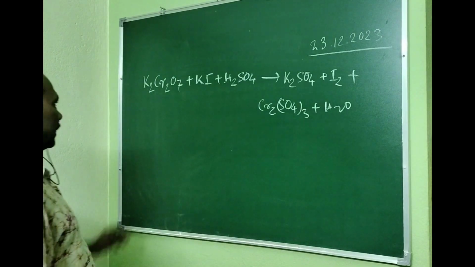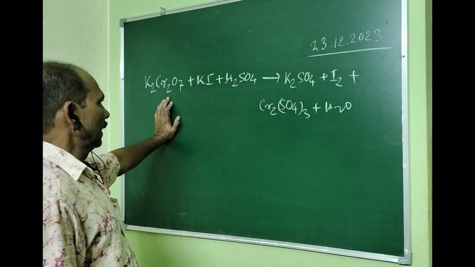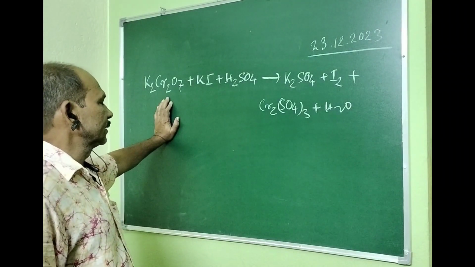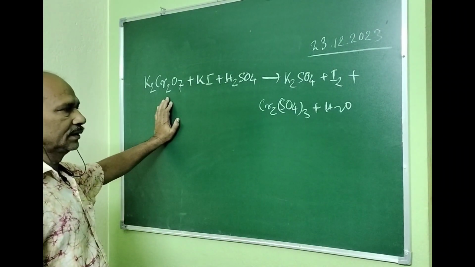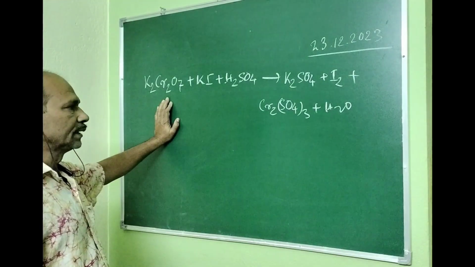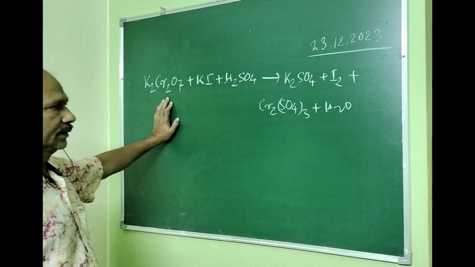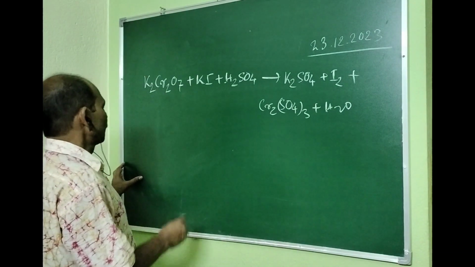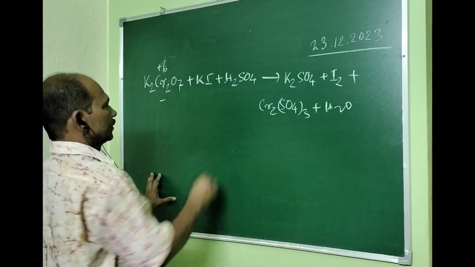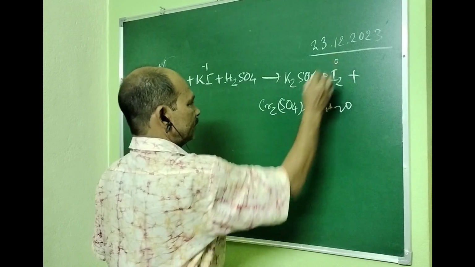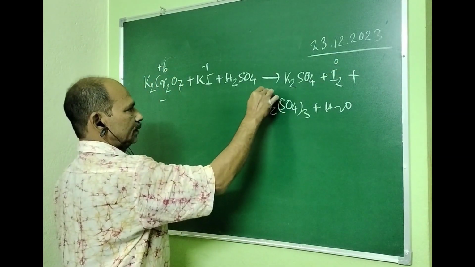Here I am giving another example. Acidified potassium dichromate solution oxidizes potassium iodide into iodine, and it gets reduced to chromic sulfate. You see, in this case, the oxidation number of chromium here is +6, iodine here is -1, iodine here is 0, and chromium here is +3.